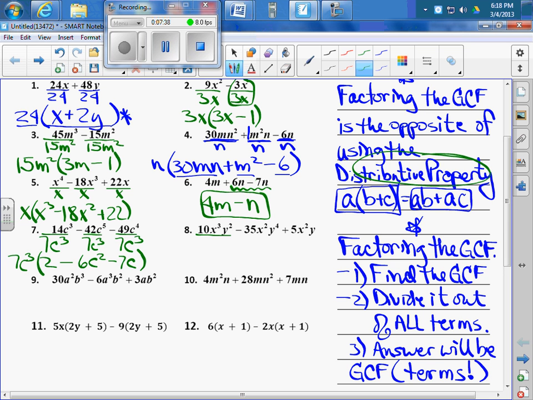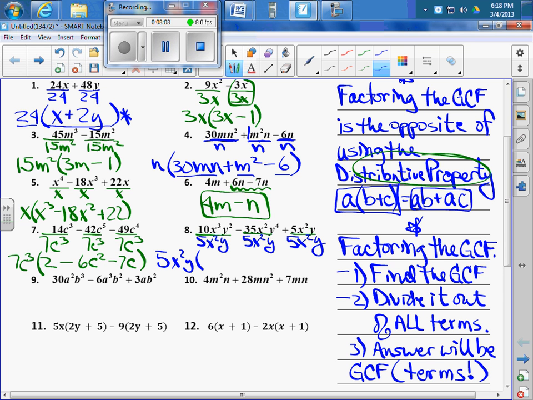With 10, 35, and 5, the greatest common factor would be, that's right, 5. X to the third, x squared and x squared. The smallest exponent, x squared. So write that down under all the terms. And then y squared, y to the fourth, and y. We're going to have y is the smallest exponent. So your answer is going to be 5x squared y.